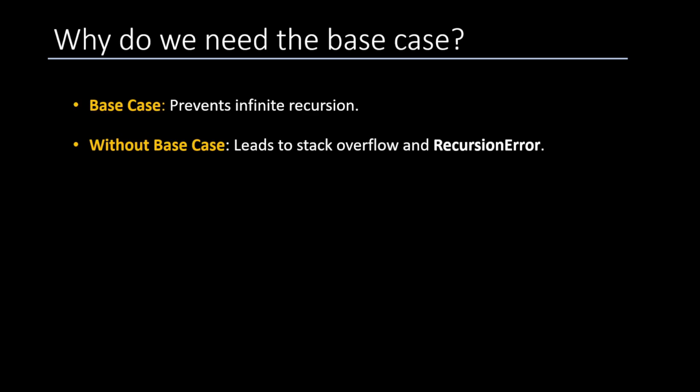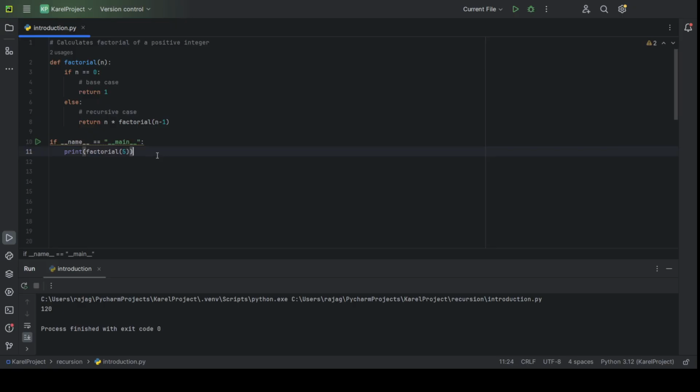One of the most crucial aspects of recursion is the base case. Without a base case, the function would continue calling itself indefinitely, leading to an infinite loop. For example, if we forgot to include the base case in our factorial function, Python would eventually raise a recursion error because of a stack overflow. This happens because each function call consumes memory and without stopping, the stack would exceed its limit.